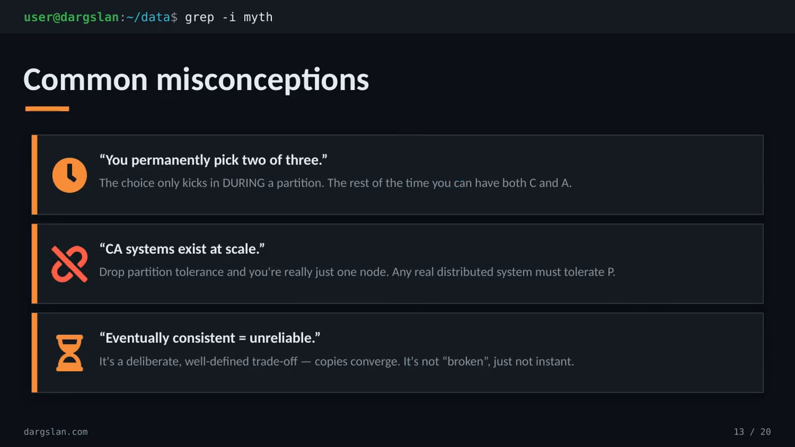Before we move on, let's clear up 3 myths that trip people up. First, you don't permanently pick 2 of 3. The trade-off only bites during an actual partition. The rest of the time, you happily get both consistency and availability. Second, true CA systems at scale don't really exist. Drop partition tolerance and you've basically got one node. And third, eventually consistent doesn't mean unreliable. It's a deliberate trade-off where copies converge, not broken, just not instant.